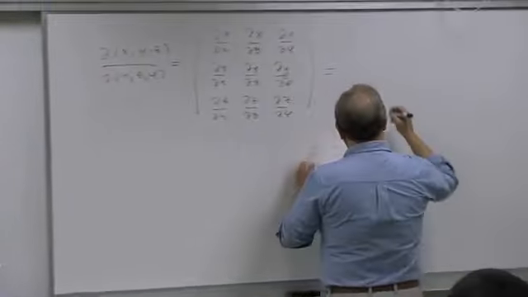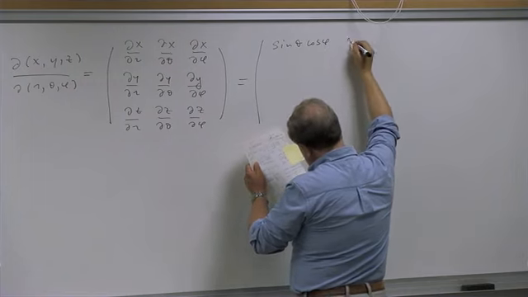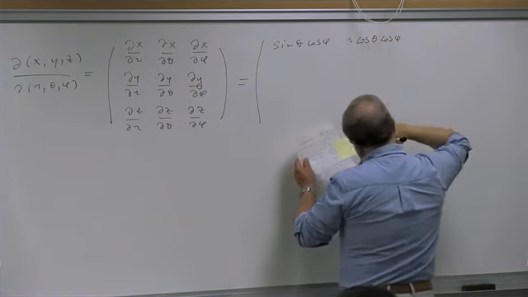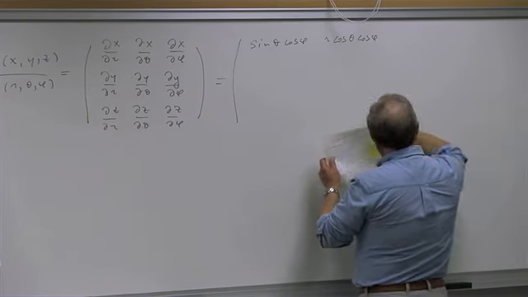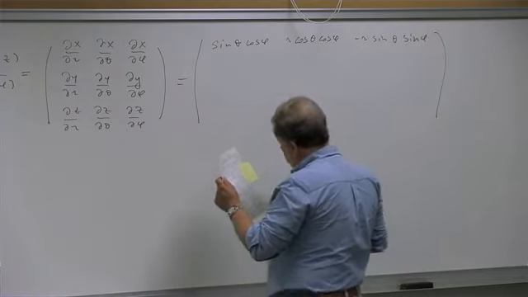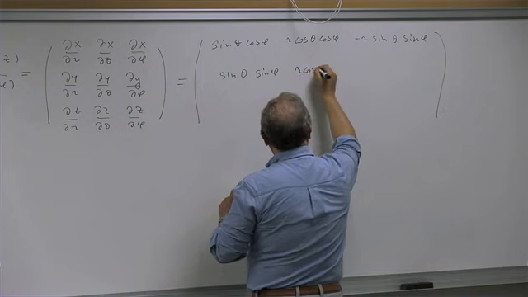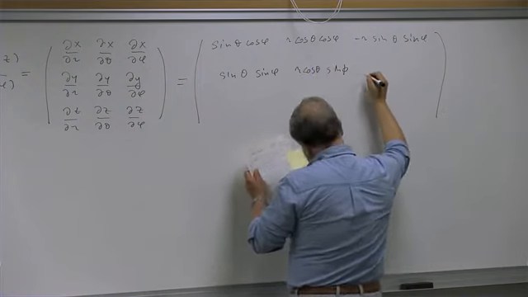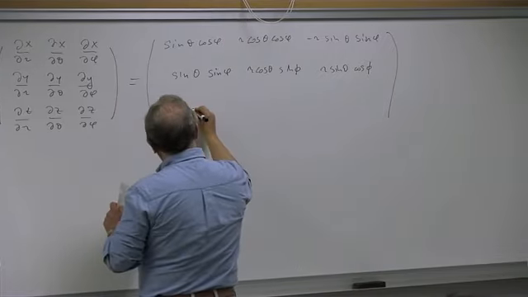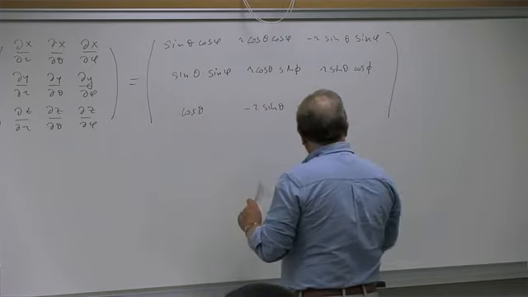And so this is equal to sine theta cos phi, r cos theta cos phi, and minus r sine theta sine phi, and sine theta sine phi, and r cos theta sine phi, and r sine theta cos phi, and cos theta, minus r sine theta, and 0.